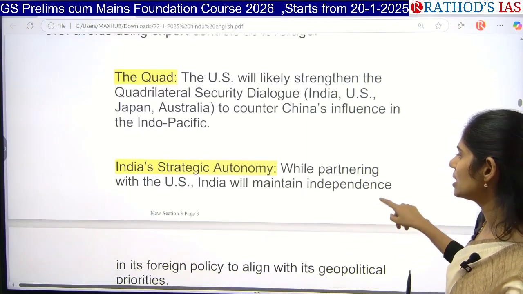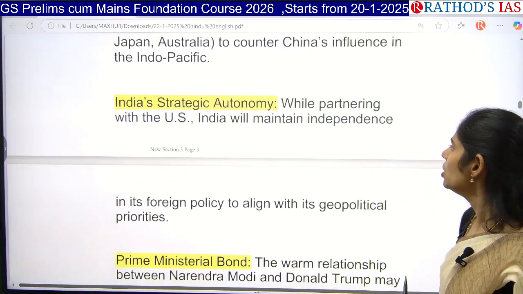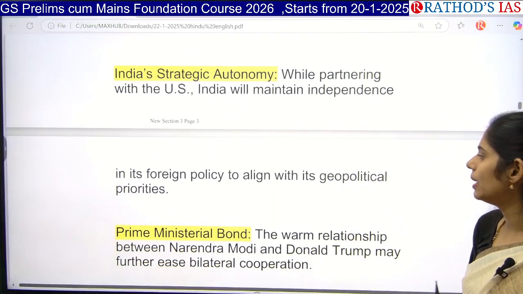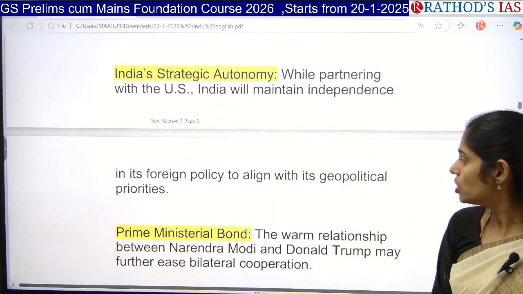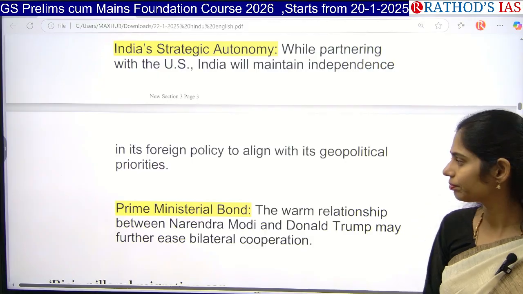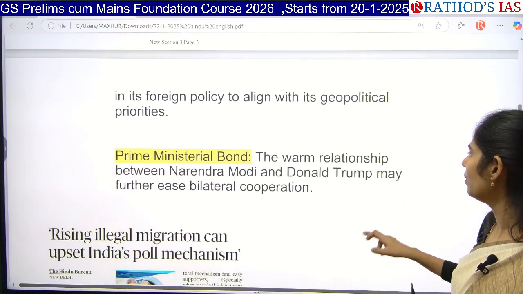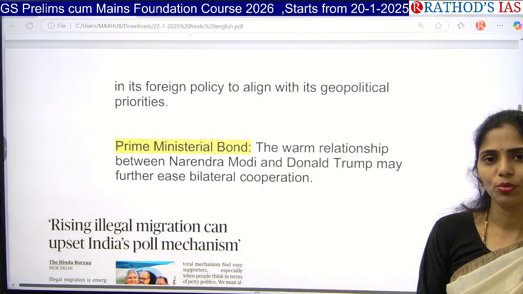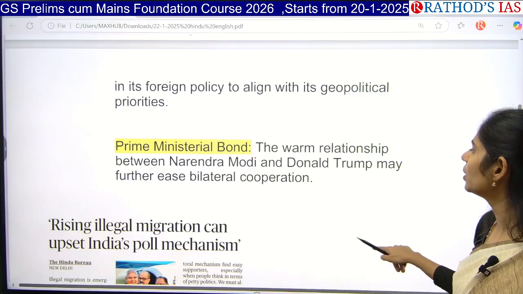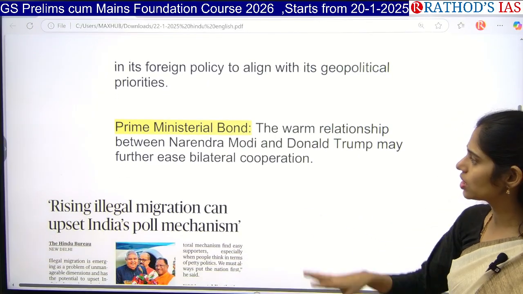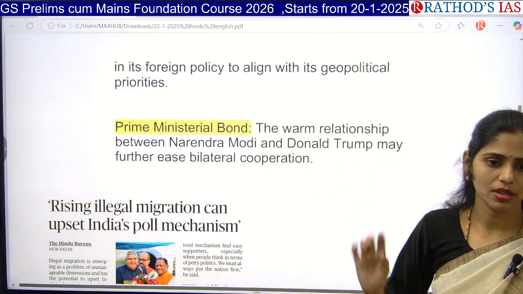And next is India's strategic autonomy. While we are partnering with the US, India will maintain some independence in its foreign policy so that we can also align with our own geopolitics. Okay, and there is also a good relationship between our present Prime Minister Modi ji and Trump, so it will also lead to good bilateral cooperation in the future. So this is about the India and US relationship.